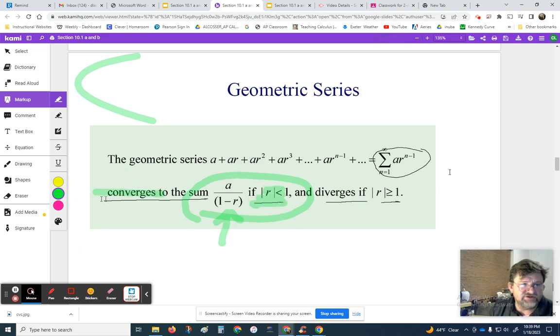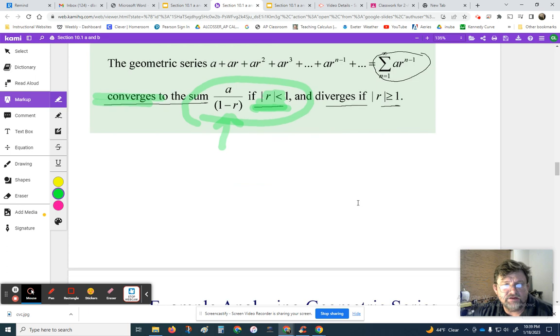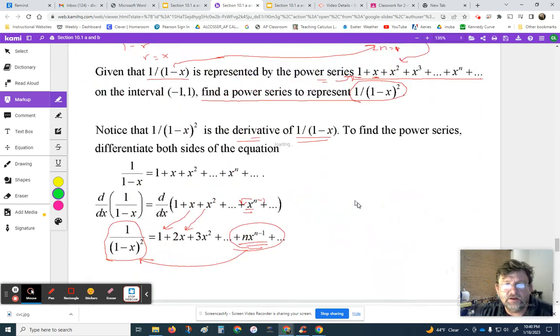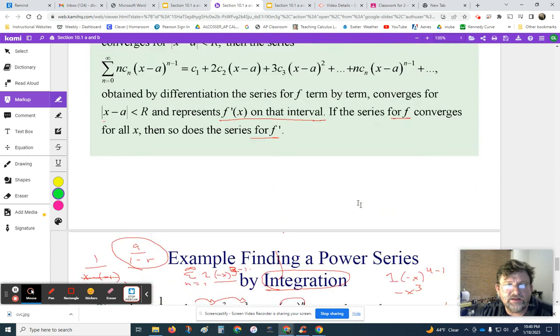Remember, it converges when the absolute value of r is less than 1. It diverges if it's greater than 1, right? So we need to tackle this in a little different light. That's where the center comes from. So now, if I go back down here, where I ended up locking up, here it is again. Just want to throw that to you.